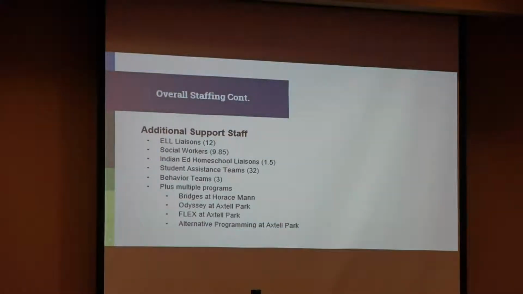And then, continuing with the staffing part for our district resources, our liaisons district-wide, there's 12. Social workers, 9.85. Our homeschool liaisons, 1.5 that work specifically with our Native American students. And then the student assistance teams, there's 32, so you'll find that at each one of our buildings as you go throughout the district. The behavior teams, the 3. And then the programs that we have, the Bridges and Odyssey and Flex, and the other alternative programming that we have at Axtell Park.